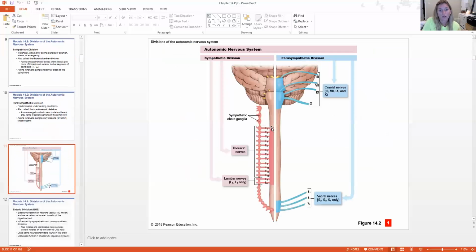Sympathetic, our preganglionic neurons are coming out of the spinal cord through the thoracic and lumbar segments, synapsing with the ganglionic neuron in close proximity to the central nervous system through something called the sympathetic chain ganglia. There's some other ones that we'll talk about. The parasympathetic division includes some of the cranial nerves and some sacral nerves.